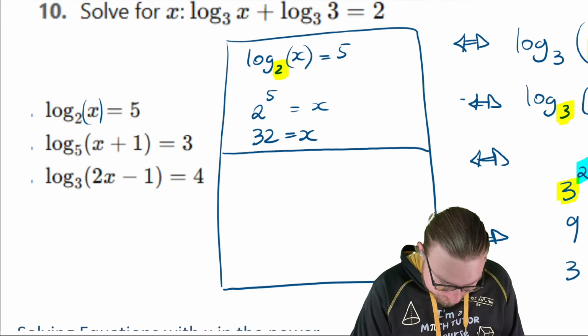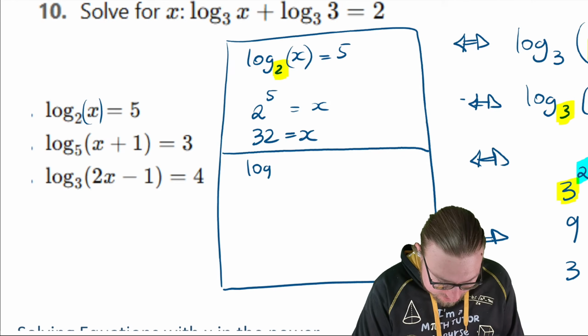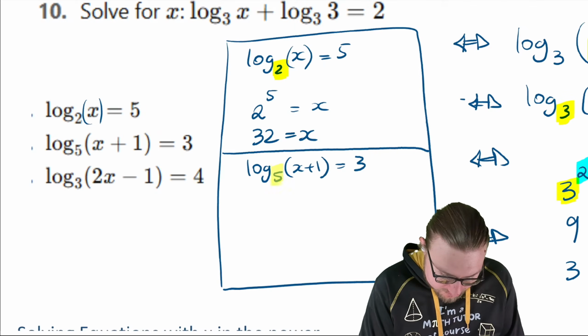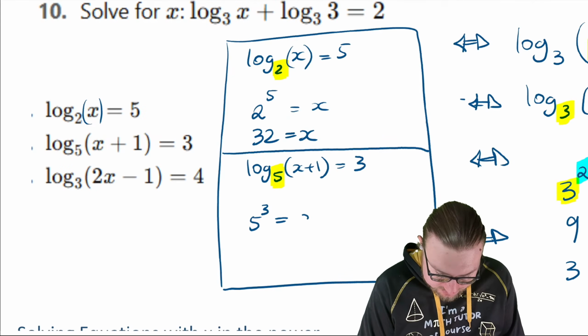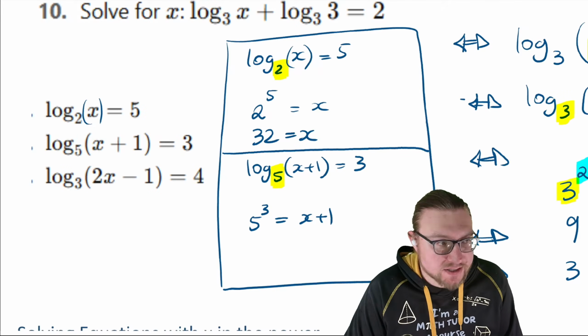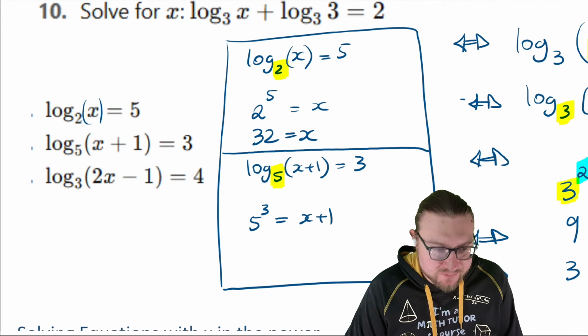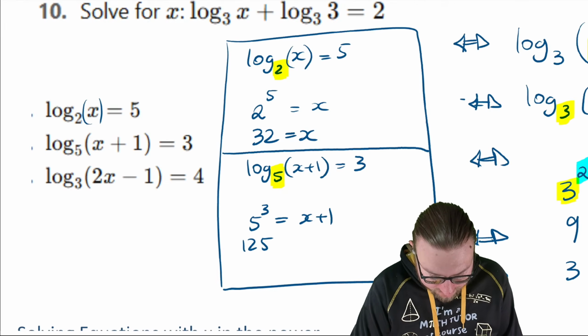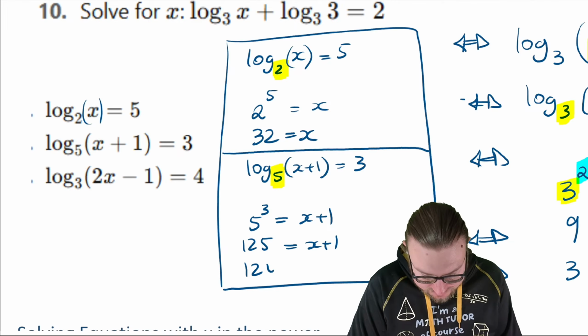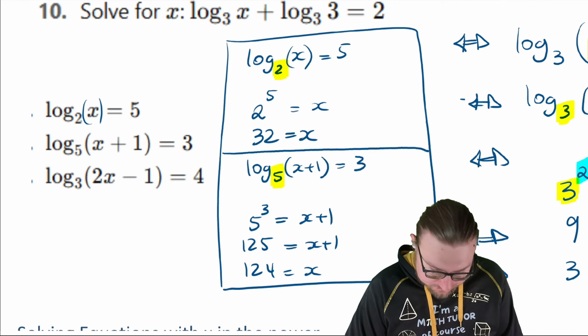Okay, let's do the last one, but we're not actually going to solve the whole thing. We're just going to replace using that formula. So we have 5 as the base. So we're going to write 5 to the opposite power is equal to what's in the brackets. And surely you guys can solve this one already. 5 times 5 is 25 times 5 is 125 is equal to x plus 1, minus 1 on both sides. 124 is x.